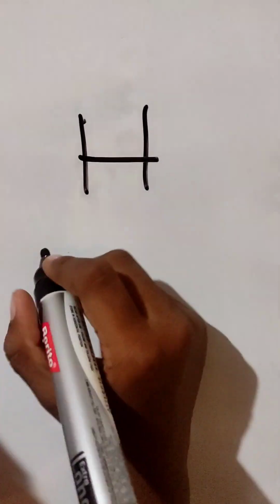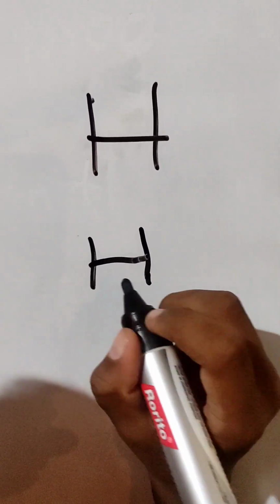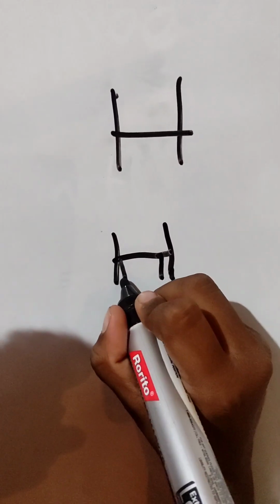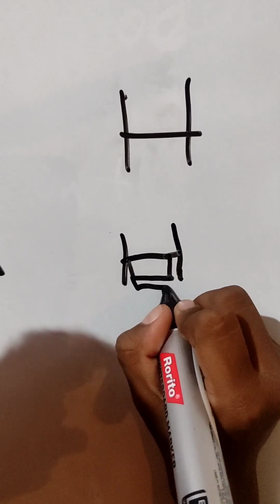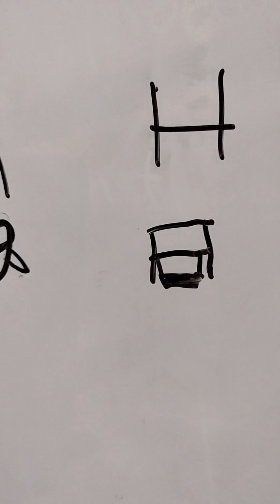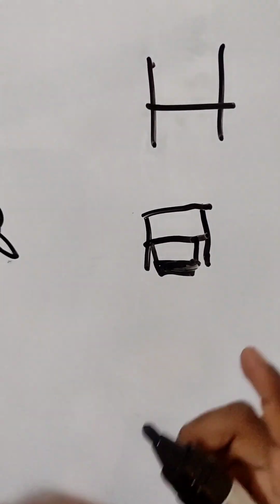Now H. For H we can draw something like this. Draw capital H. Then put some ropes here and some seats. Now it became a swing. See, the passenger can sit here. The swing will float.